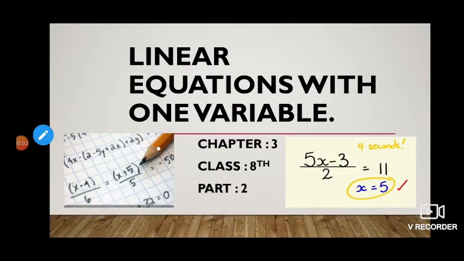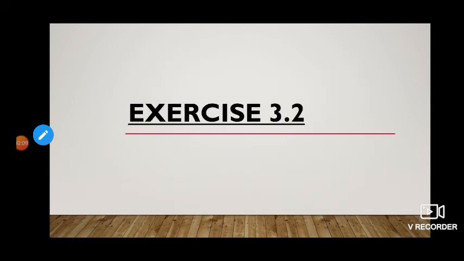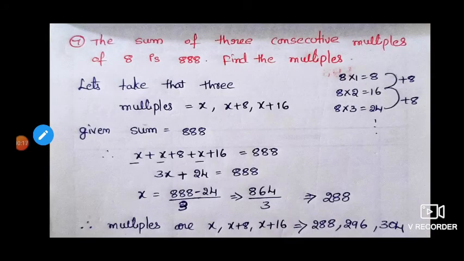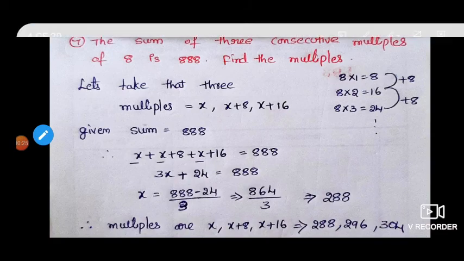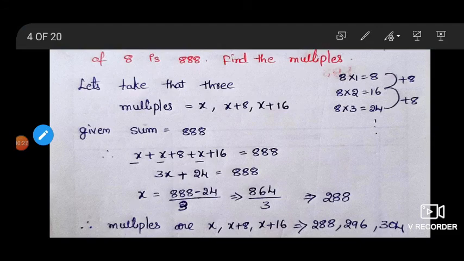Today we are going to see the linear equation with one variable, chapter number 3, part 2. In the last part, we discussed what a linear equation with one variable is and how to solve it. We completed one exercise and did half of another. Now we are going to continue exercise 3.2 from the 7th sum.